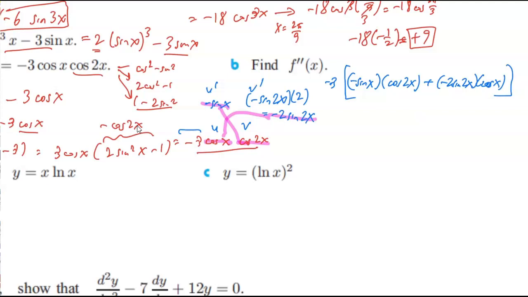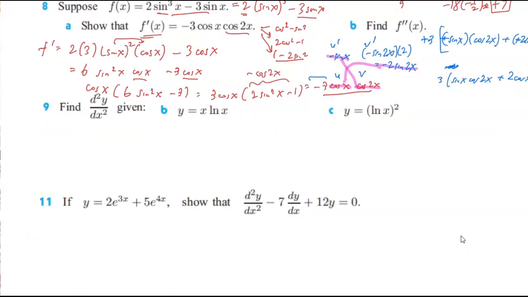Okay, and I can make everything positive now. 3 sine x cosine 2x plus cosine x 2 cosine x sine 2x.